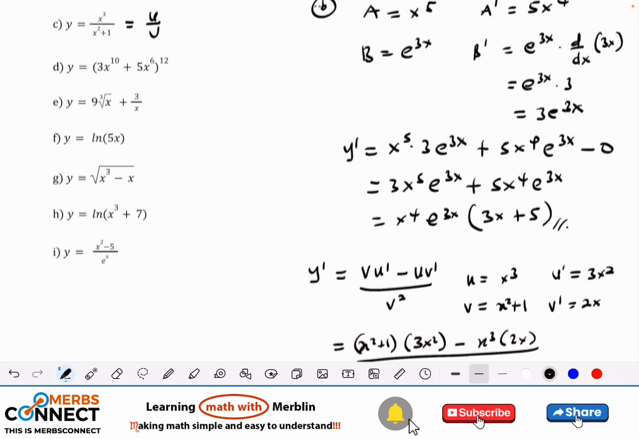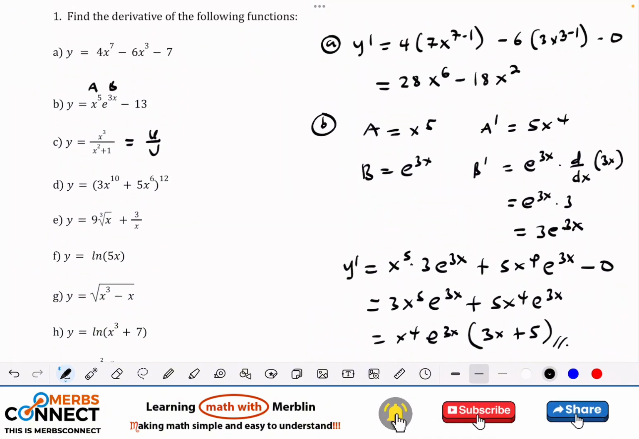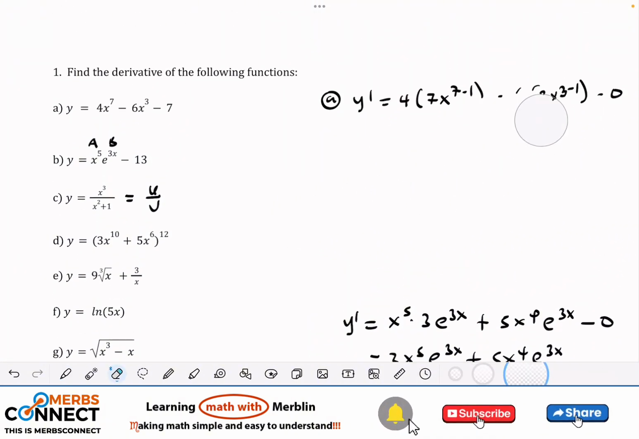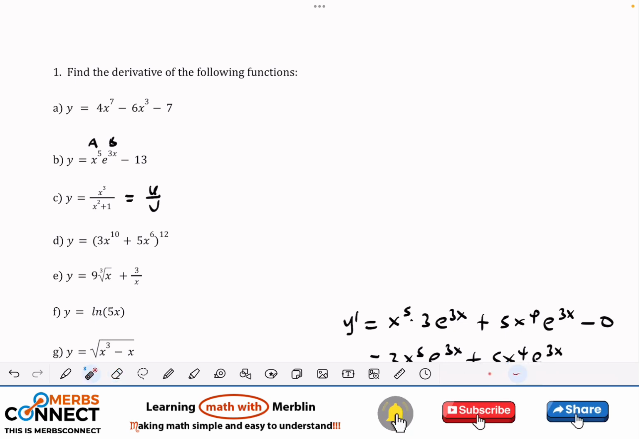All right. Now let's look at the D. So with the D, we can see that we need to use the chain rule, right? So there is a power rule in there. We have the chain rule too as well. But we learned the short way of applying the chain rule, right? So what are we going to do?